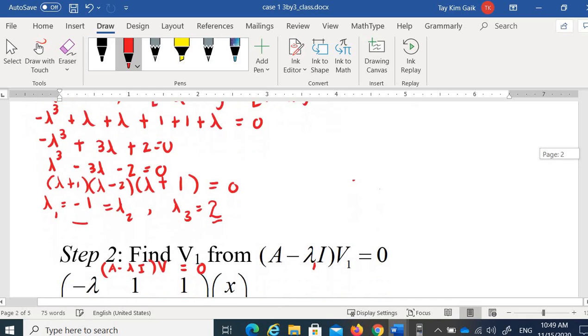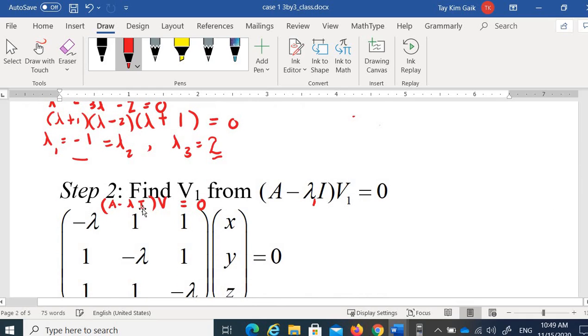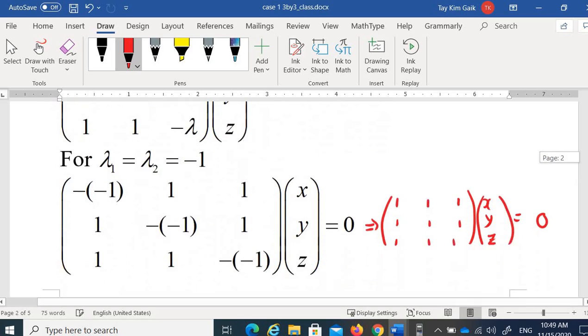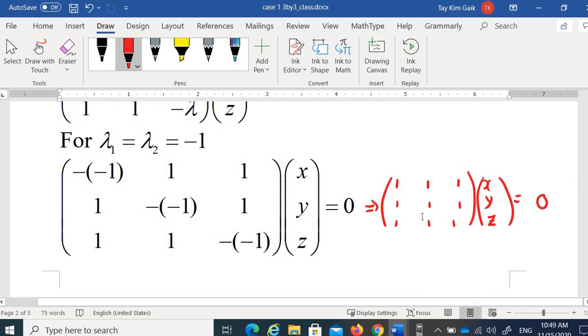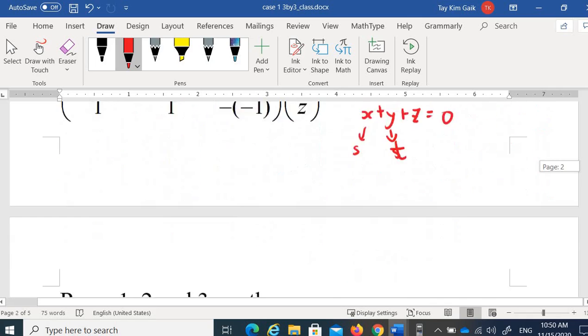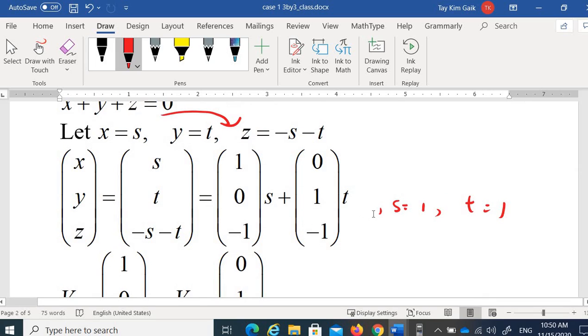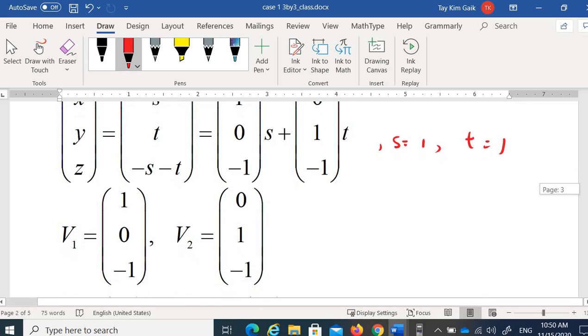Then you plug lambda 1 equals lambda 2 equals -1 into the homogeneous system (A minus lambda I) v equals 0. Solve it, and for this case we get 3 unknowns with 3 equations, however reduced to only 1 equation, which is x plus y plus z equals 0. That's why if x is s, y is t, then z will be -s minus t. Let s equal to 1, t equal to 1, you get 2 eigenvectors.